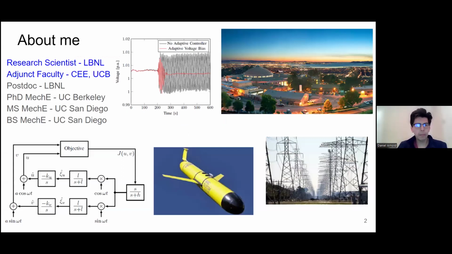All right, so just a little bit about me. I'm a research scientist at Lawrence Berkeley National Lab. If any of you have seen the movie Oppenheimer, a lot of the foundational work for the atomic bomb was done at LBNL and UC Berkeley. And those images, when they're on campus, those are actually real. I've taught in some of those classrooms. It's super cool. But anyway, that's a bit of history there. I'm also an adjunct faculty member at UC Berkeley in the civil engineering department. I teach a course on data science for power systems. I did my postdoc at Berkeley Lab, PhD at Cal, and master's and a bachelor's degree at UC San Diego. So all up and down the California coast.